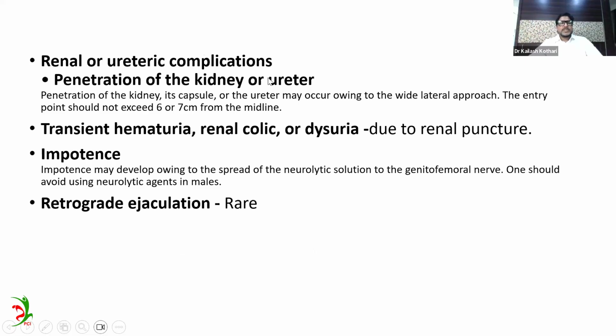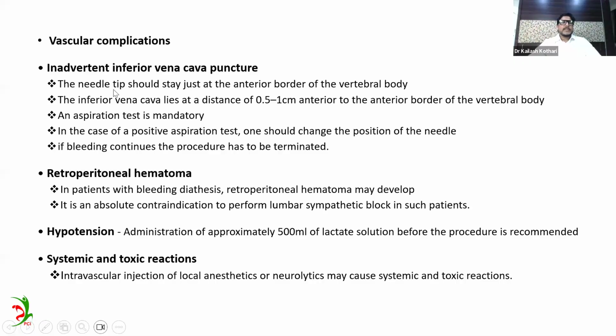Then renal ureteric complication. If you are too lateral, you may penetrate the kidney or ureter. A patient may have hematuria, which may be transient, renal colic, dysuria. Impotency is another complication because of the genitofemoral nerve block, and so ideally you should avoid neurolytic agents in males. Retrograde ejaculation is another complication which is very rare, but it is mentioned in textbook.